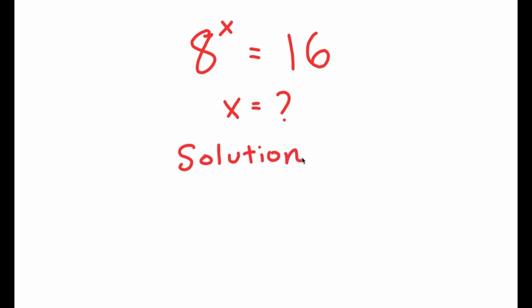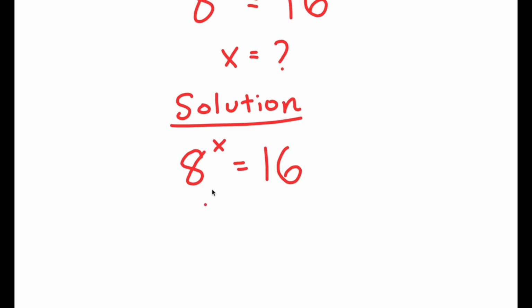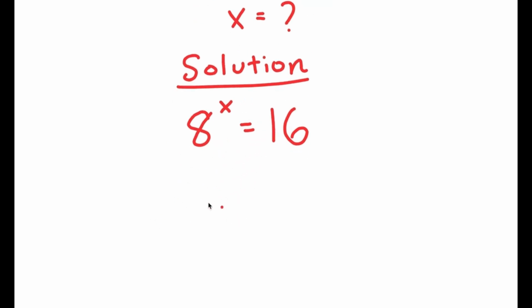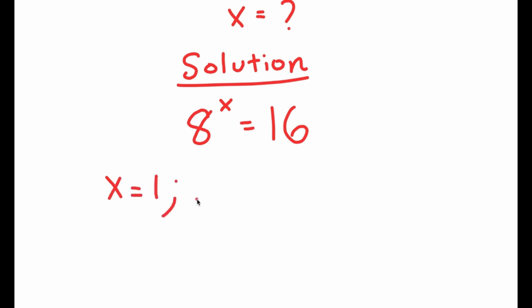Alright, so in this problem, I have 8 to the power of x is equal to 16. So I want to find the value of x here. So for my solution, I'm going to start by rewriting my equation here. So my equation is 8 to the power of x is equal to 16. Now, before we start doing anything, let's just inspect this problem real quick. If I plug in x equals 1 into this equation, I get 8 to the power of 1 is equal to 16, which is the same thing as 8 equals 16, which is false, right?